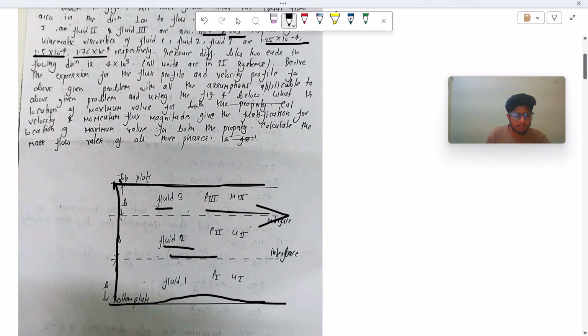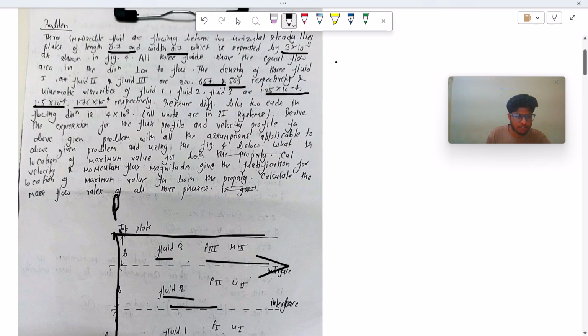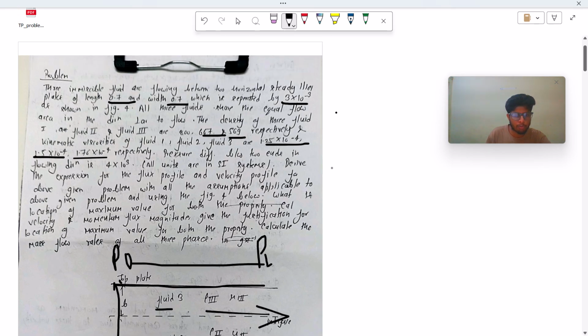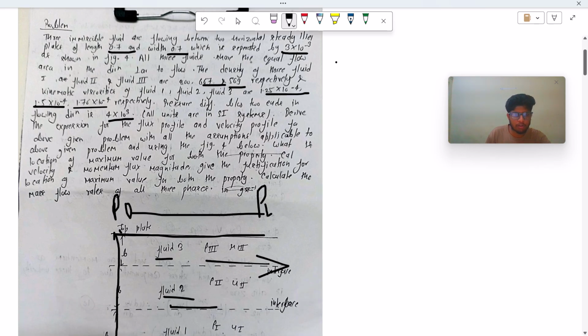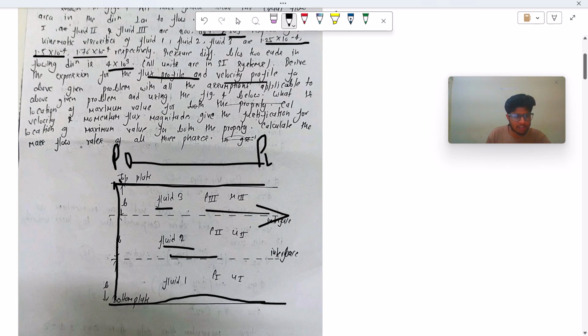And the pressure at this point is taken as P naught and at this point as PL, at length L. The difference between these points is given as 4 into 10 to the power 3 Pascal. Basically, this is the pressure difference between the two ends in the flowing direction. All these are given in SI units, and we have to derive the expression for flux profile and velocity profile for the problem, and also find the mass flow rate for all three phases.